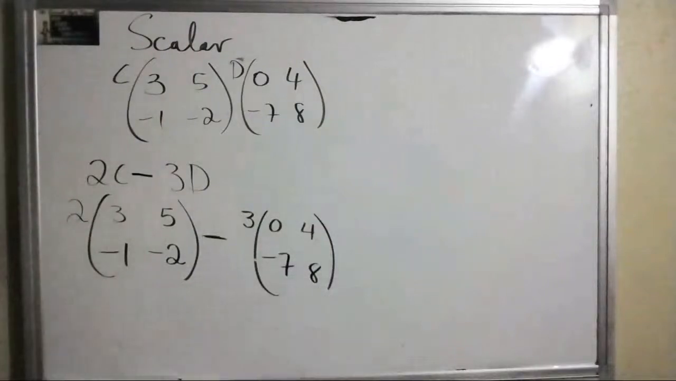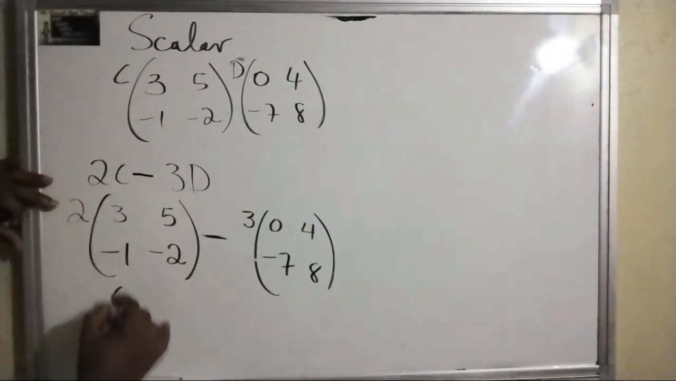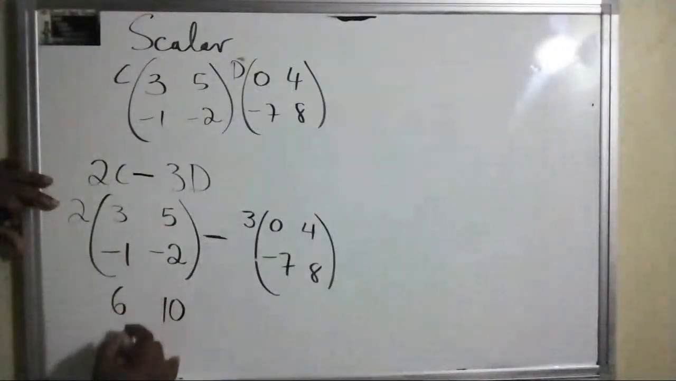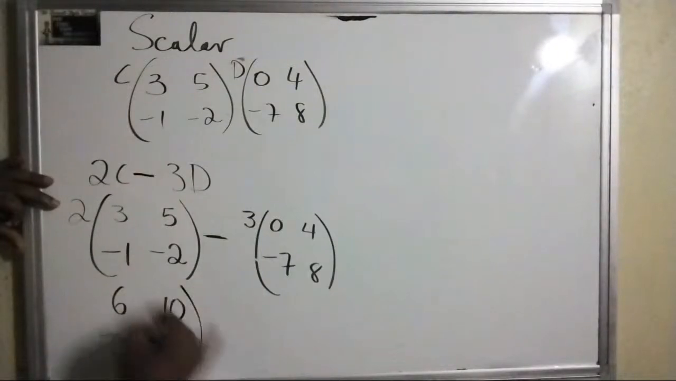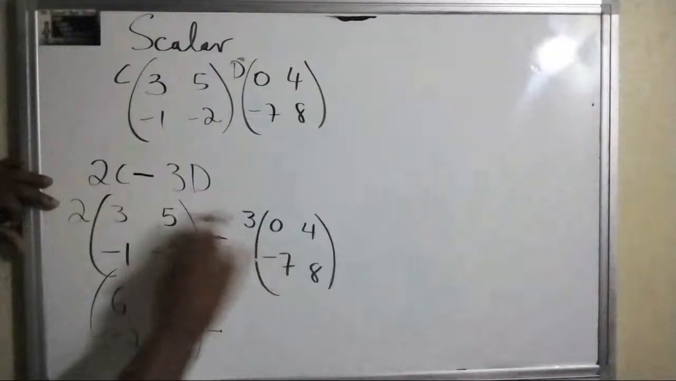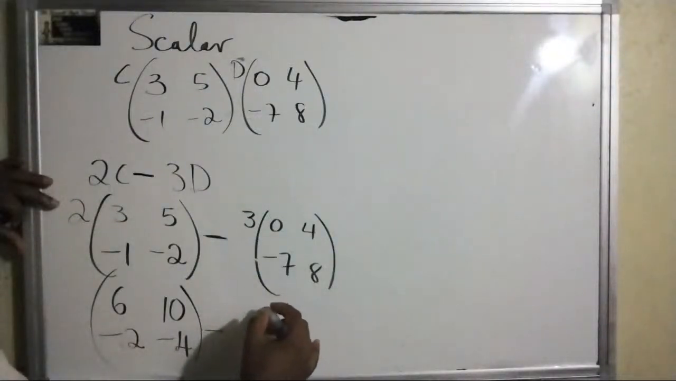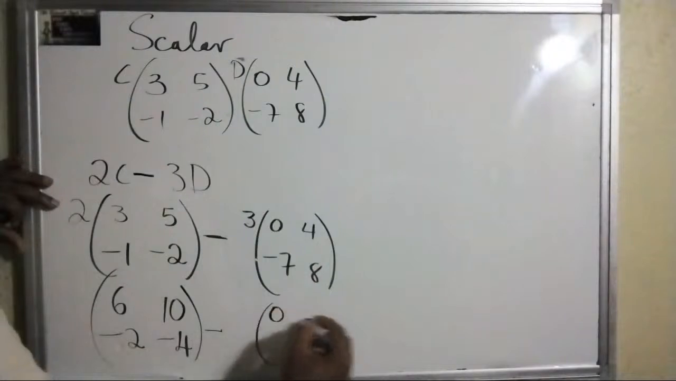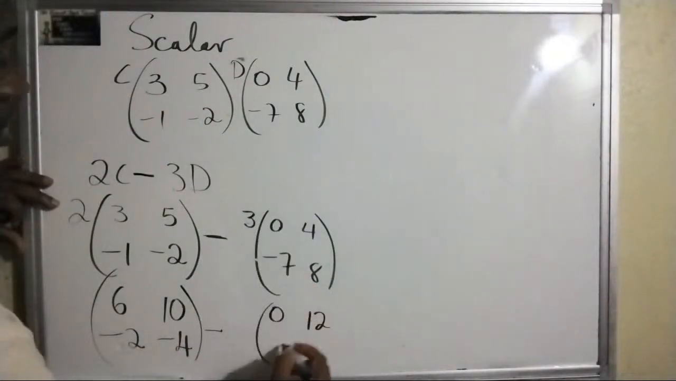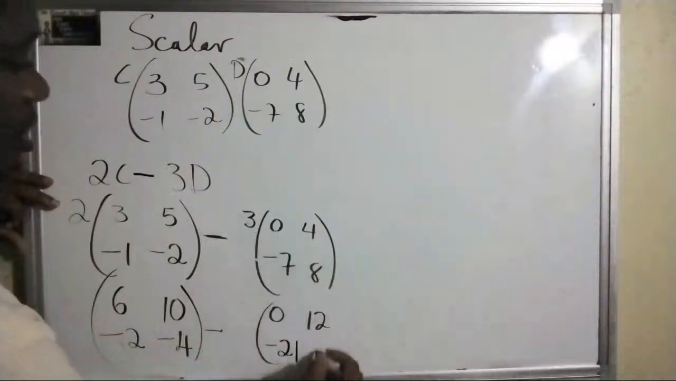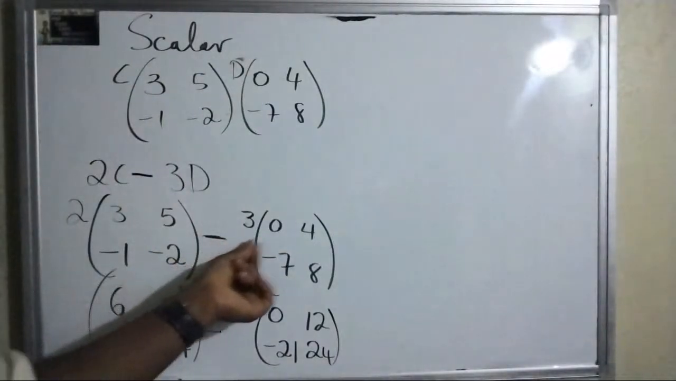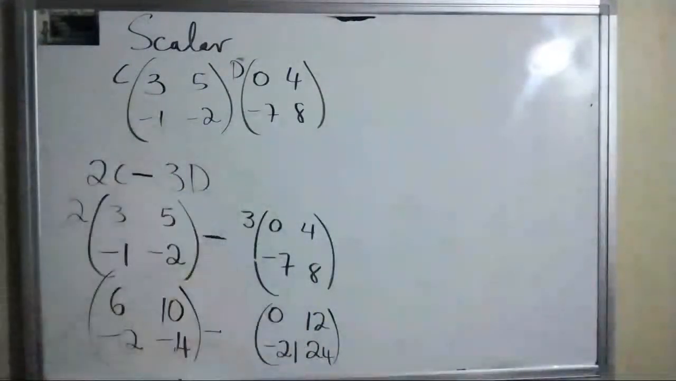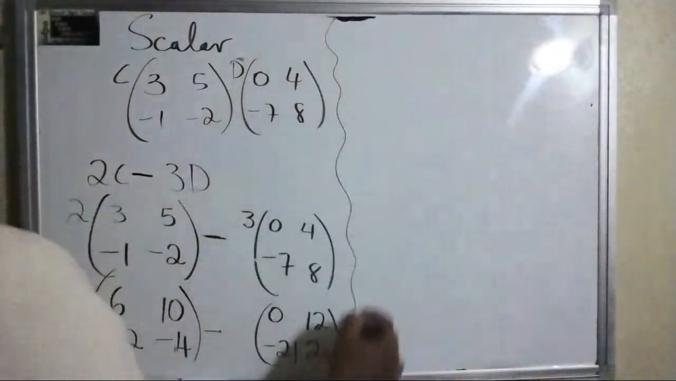Alright guys, so we're expanding the bracket now, so 2 times 3, 6, 2 times 5, 10, 2 times negative 1, negative 2, 2 times negative 2, negative 4. Guys, this is not a minus 3, we're just expanding by 3 and then we subtract. Alright, so 3 times 0, 0, 3 times 4 is 12, 3 times 7, 21, and 3 times 8, 24. A common error is students will put negative 3 and then they say negative 12 and so on. Even though you'll probably get the same answer, it can be a little bit confusing.